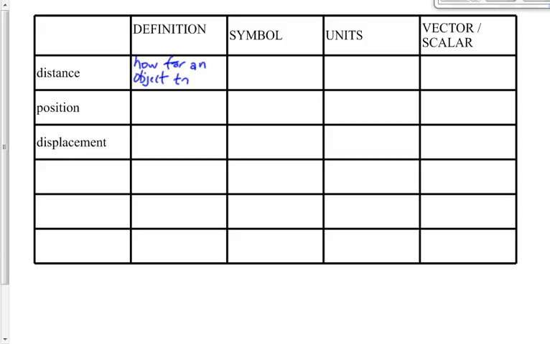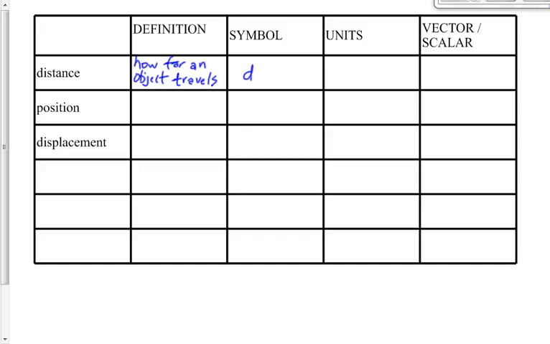travels. I don't care if it's the exact same words as I used. If you use your words, that's fine. That's perfect. How far an object travels, how far an object went, something like that. What's the symbol for it? What do you think I would represent distance by? Usually for variables, we have a letter, or a couple of letters, or maybe even a Greek letter. Distance is simply going to be represented by the symbol D.